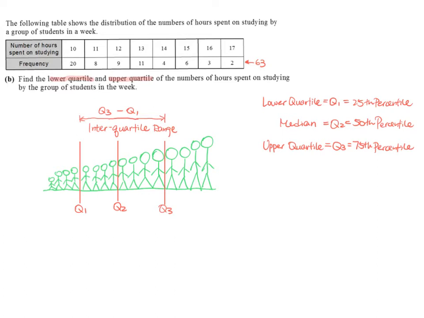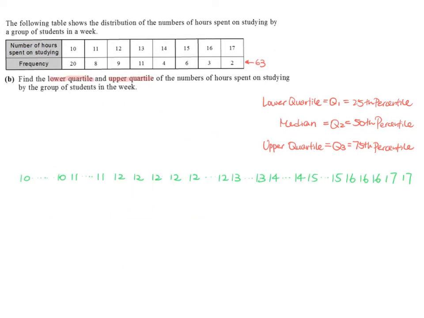And the difference between Q3 and Q1, that would be the interquartile range. And also the difference between the maximum and the minimum, we call that the range. So back to our example here. If I listed out all the 63 data in ascending order, for example, this 20 refers to the 10s, and this 8 refers to the 11s, etc. You find that the 32nd datum is actually right at the middle, and that is the median.